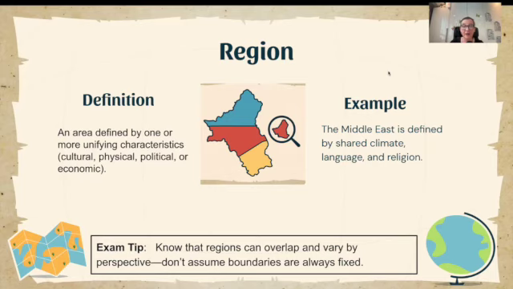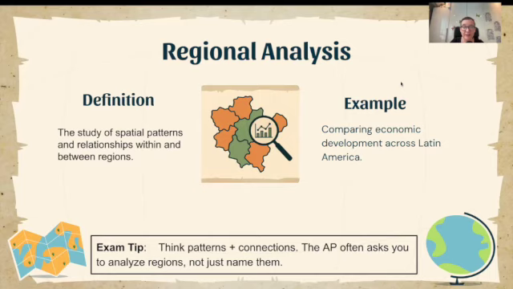Okay, here we go. Region. The definition, an area defined by one or more unifying characteristics, either cultural, physical, political, or economic. An example, the Middle East is defined by shared climate, language, and religion. Here's your exam tip. Know that regions can overlap and vary by perspective. Don't assume boundaries are always fixed. Regional analysis, the study of spatial patterns and relationships within and between regions. For example, comparing economic development across Latin America. Think patterns plus connections. The AP often asks you to analyze regions, not just name them.